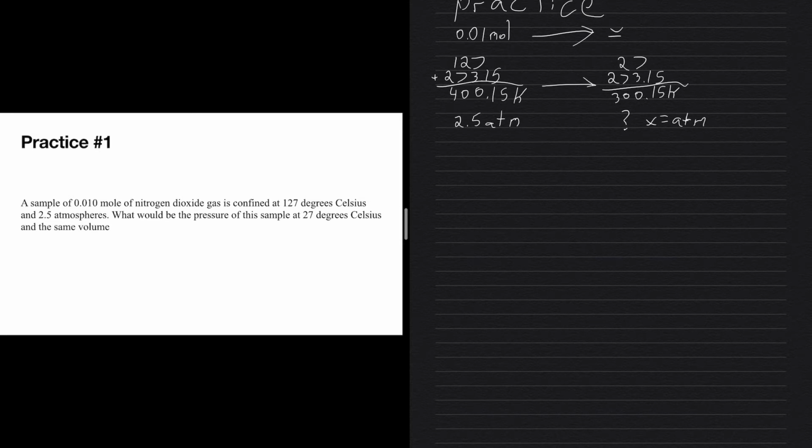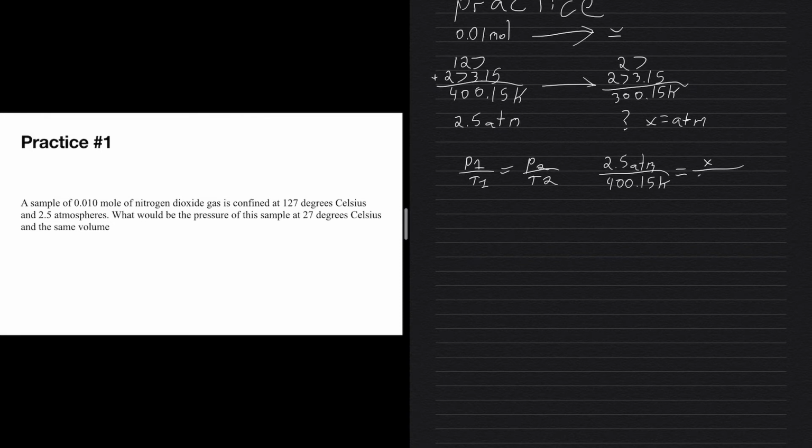So looking at this problem, I'm seeing that we're going to have a constant volume, which means we can use Gay-Lussac's law because that states at a constant volume, the pressure and temperature are directly proportional. So Gay-Lussac's law is, again, P1 over T1 equals P2 over T2. So now let's fill in the information we know. We know P1 is 2.5 ATM. And we know T1 is 400.15 Kelvin. And that's equal to P2, which is the question mark, so X over.